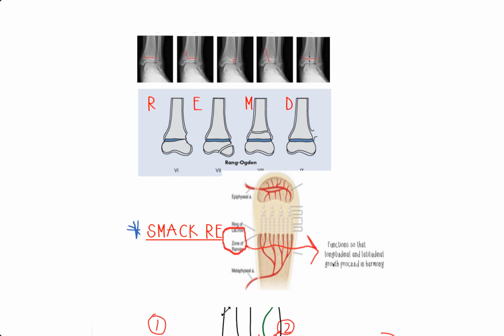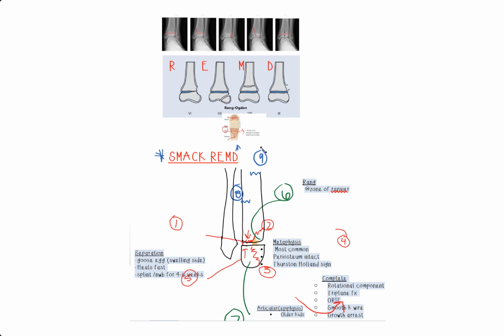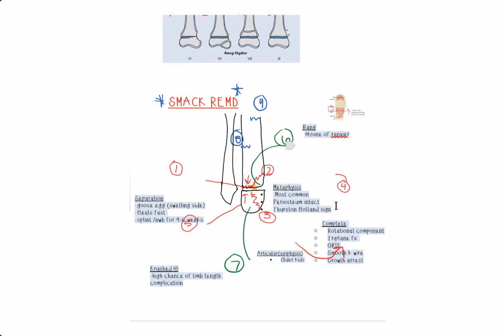Then we have number 6, which is the R, or wrangle. And this is occurring at the node of Ranvier, which I've got to have a picture for because it will not make sense if we don't dive a little deeper into what this node of Ranvier is. So here's a diagram of the node of Ranvier. Right above the metaphysis, you've got these little columns of the chondrocytes, and its job in this area is to make sure this process runs in harmony, so they're all aligned, well in order.